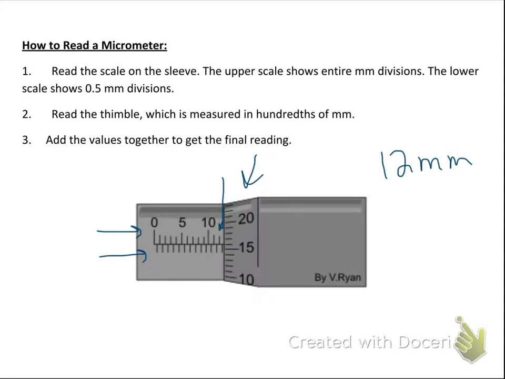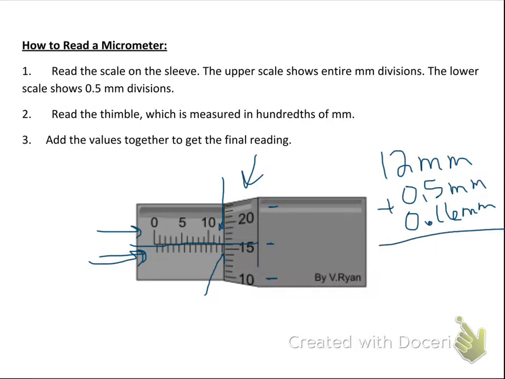The lower scale, so that's this one down here, shows 0.5 millimeter divisions. So can we see the 0.5 that's after the 12? Yes, we can. It's right there. So that means not only do we have 12 millimeters, we've got 0.5 of a millimeter. And now we are going to see where this line that's straight across here hits this vertical scale. So we've got 10 down here, 15 and 20. Well, we're one above the 15, so that would mean 16. And that's hundredths of millimeters. So that's 0.16 millimeters.